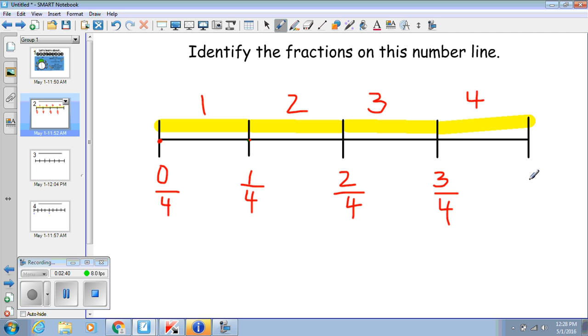This point here made the whole number line, so it is 4/4. Another way of saying 4/4, boys and girls, is 1. It is at this point where I have made the whole number line. Let's take a look at another one.